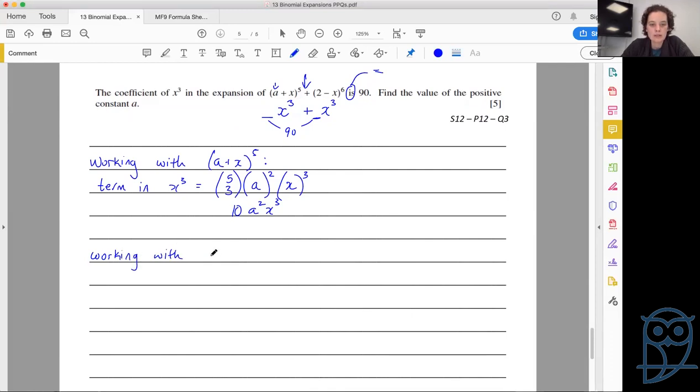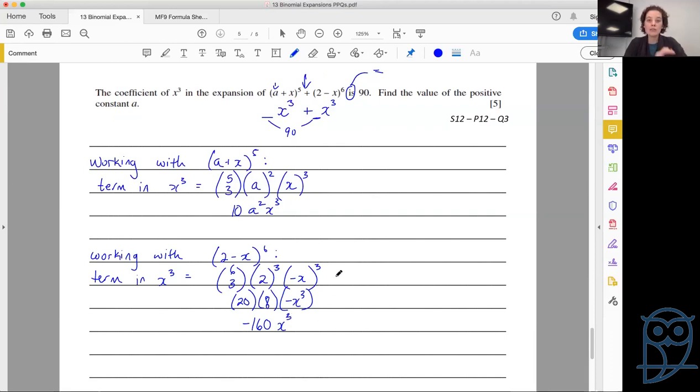Working with the other piece, 2 minus x to the 6. Term in x cubed equals, now our n is 6, but r is still 3 because we still have our beautiful format. So 6C3, 2 to the 6 minus 3 is 3, minus x to the 3 is minus x to the 3. 6C3 gives us 20. 2 cubed gives us 8, and this stays negative, minus x cubed. So 20 times 8 times minus 1, minus 160 x cubed.